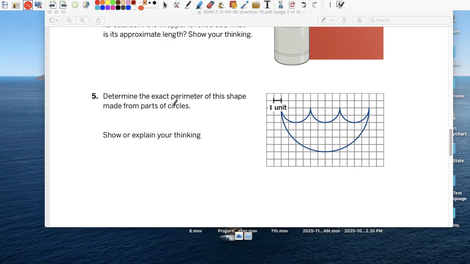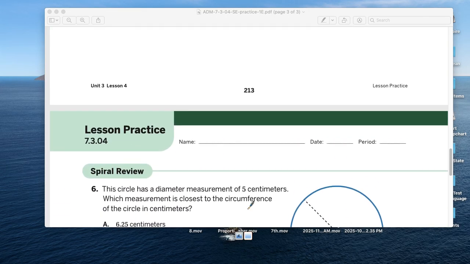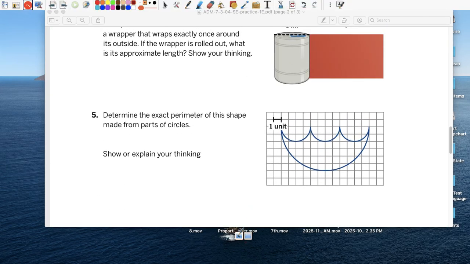Determine the exact perimeter of this shape made from part of the circle. So again, take a walk with your dog. So I guess that's probably the first thing I would do, is take a walk and understand what's happening. So here, if I take my dog for a walk, this is half of a big circle. And let me write that. So half of the big circle. And I hope you can see it.